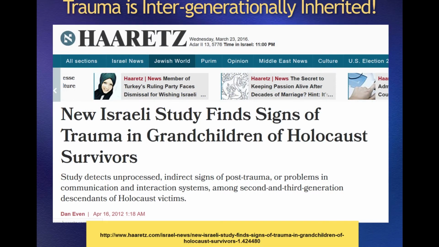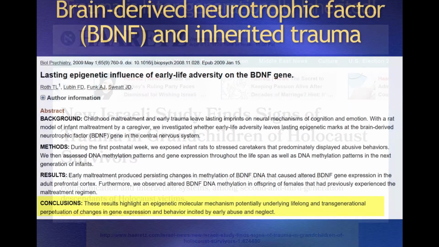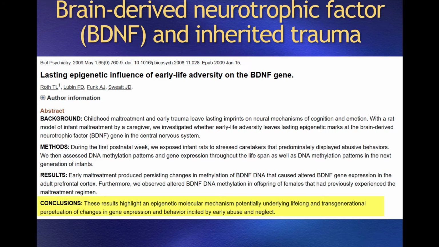This is proof that third generation survivors of the Holocaust victims have the same physiological and psychological expression as their grandparents who were in the Holocaust. This has been controversial, but it really shouldn't be anymore. There are mainstream PubMed studies coming out really confirming this now. This was a study in 2009: early maltreatment produced persisting changes in the methylation of the BDNF gene, altering brain-derived neurotrophic factor gene expression in the adult prefrontal cortex.